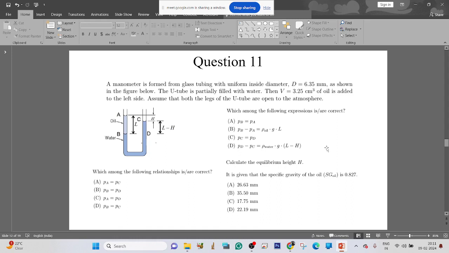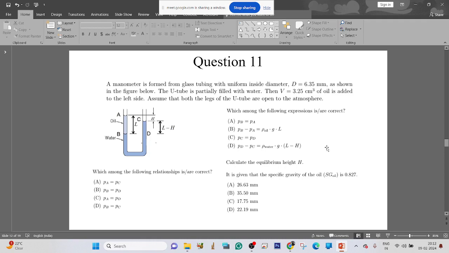So let us solve this one first. PB is equal to PA, simple, the same thing that we did till now. Oil, rho g L. So PB minus PA is equal to rho oil g L. Next one, PD is equal to PC plus that height L minus H. So that is filled with what? Water. So water rho g (L minus H). So PD minus PC is equal to rho g (L minus H).